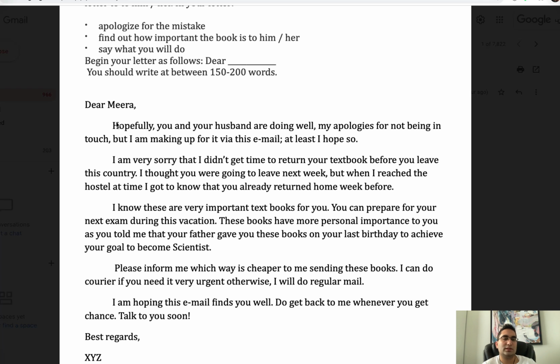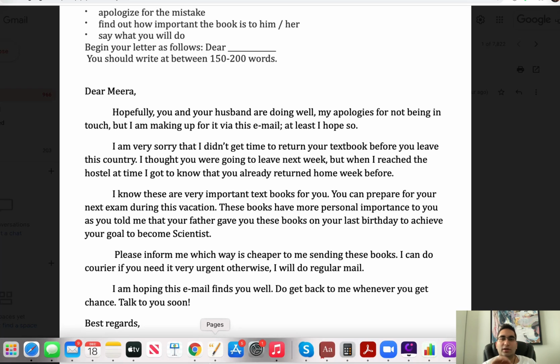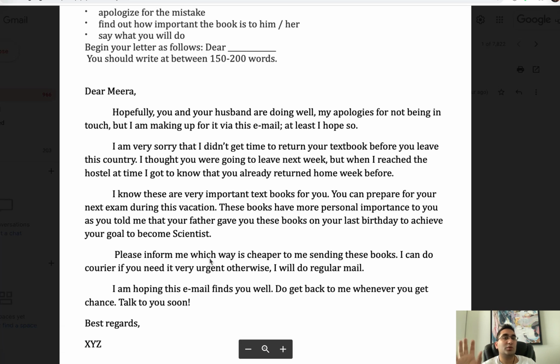Don't say Mr. or Miss, and don't do the full name, just the first name. Best regards is a good ending, and your first name here is enough, not the last name. Copied my template: hopefully you and your husband are doing well. My apologies for not being in touch. And this paragraph and this paragraph, both are my templates. Okay, so far everywhere he's getting really good marks. Okay, he's getting full marks.